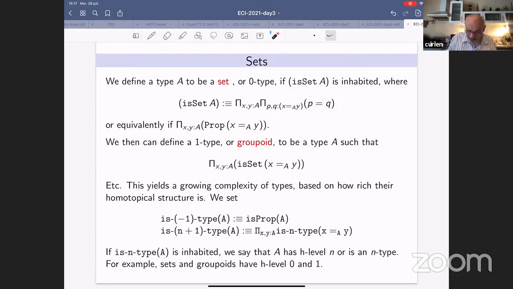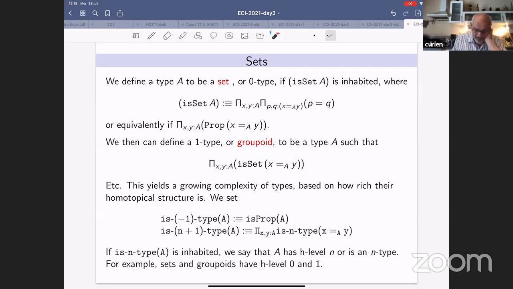But they are all equal. So there is no interesting structure between points of A, because all the paths between them, if they exist, must be equal. And this corresponds to the idea of a set, because in a set you have elements, but you don't have anything between the elements.